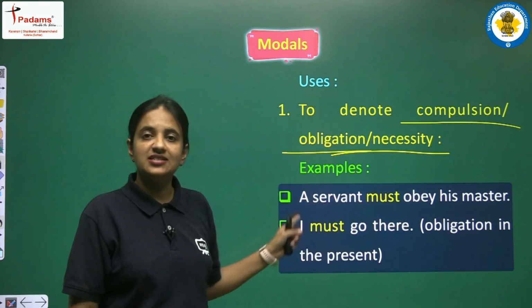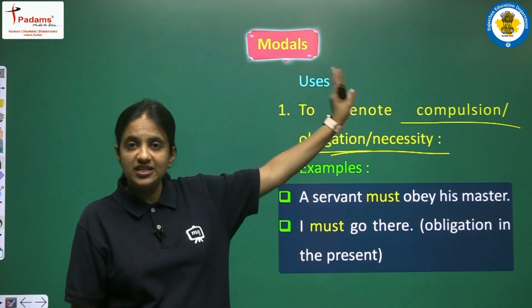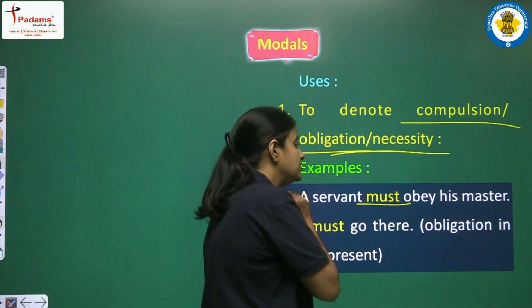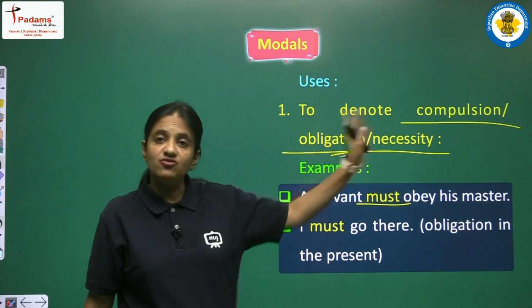And yes, we have certain examples here to clear all these points. So let's read. A servant must obey his master. So students, observe this sentence very carefully.